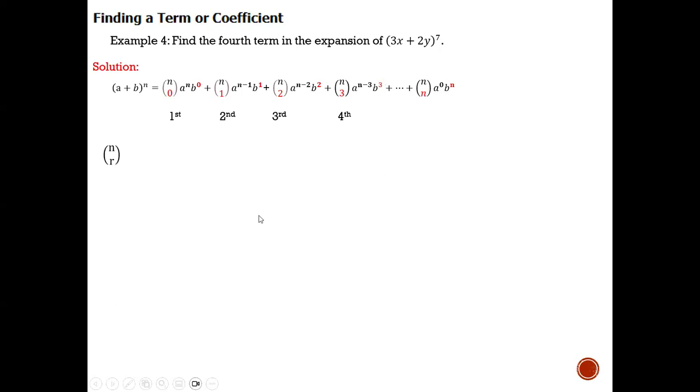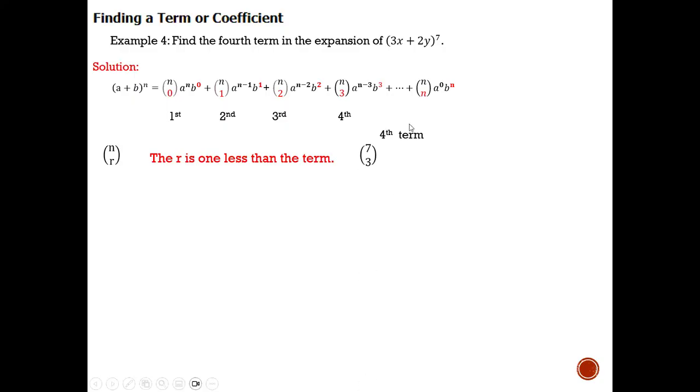So let's look at some of the patterns, right? We notice when you have the N, the R in front, the R is 1 less than the term. So for the second term, for example, R is 1 less, which is 1. For the third term, R is 2. The fourth term, R is 3. So that's what I'm going to plug in to help me find that coefficient. And what is the N? The N is always the power of the original one, in this case, 7.